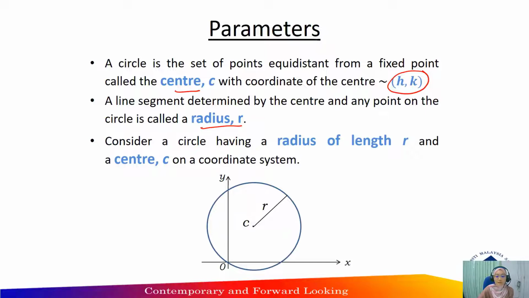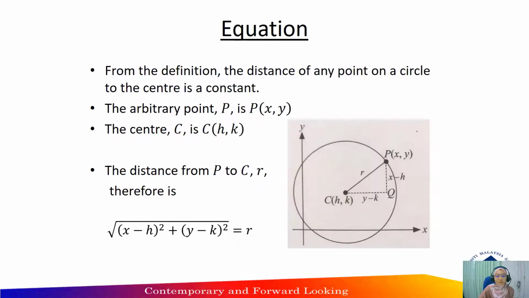To sketch a circle, we need the y and x axes, the center h, k, and the radius. The radius is a line segment determined by the center and any point on the circle, r. From the definition, the distance of any point on a circle to the center is a constant. Take an arbitrary point P, x, y, and the center C, h, k. The distance from P to C, the radius r, is the square root of x minus h squared plus y minus k squared.